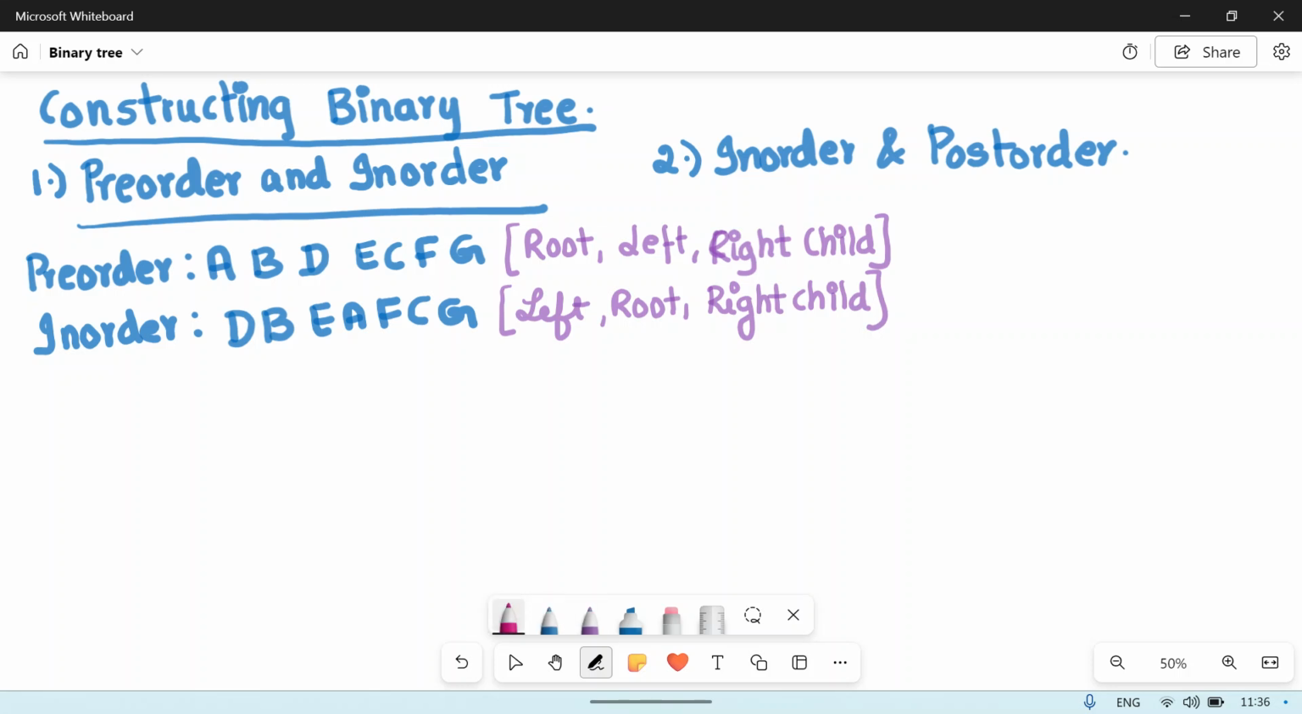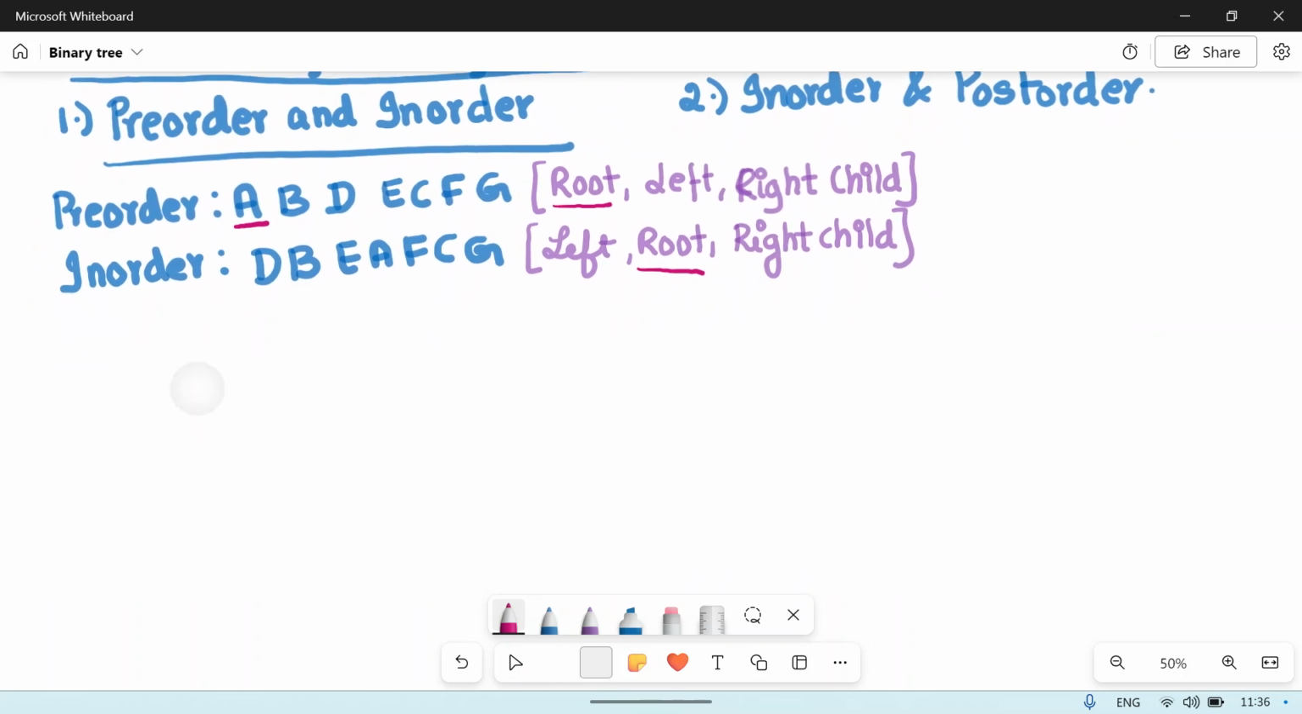First thing is you have to identify the root of the tree. See here, in case of inorder, root will come in the middle. So you're not able to figure out in this particular traversal where the root is. So what we will do is we will use the preorder. In preorder, if you see, root comes in the very start. So here you can say that A is the root. Understand? A is the root.